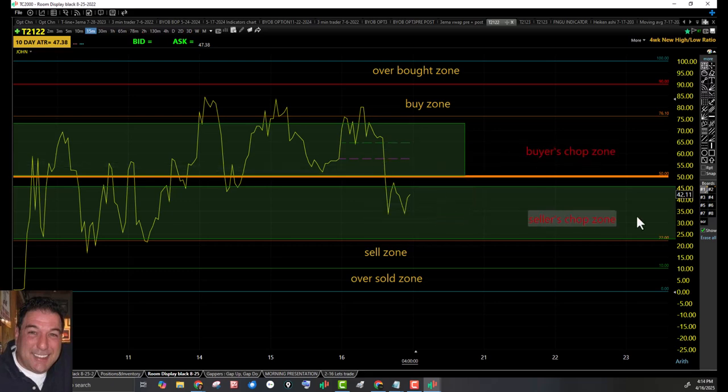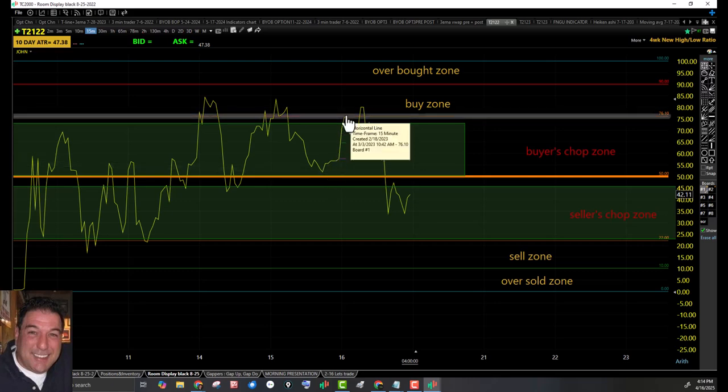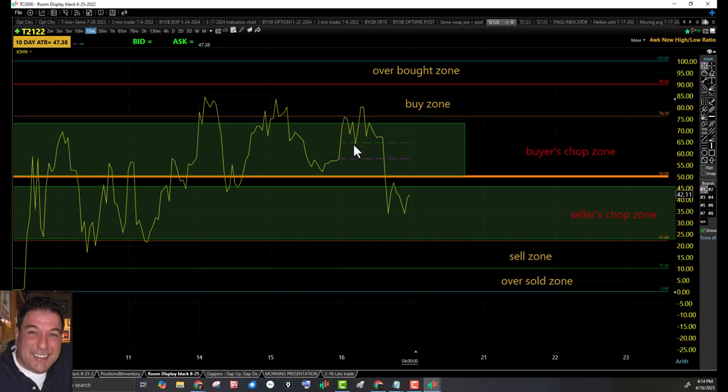Let's move some of this stuff out of the way. All right, we look at it on the 15-minute chart. And we can see from the 16th, we're down here. We popped up into the buy zone. Bears wouldn't open the door. Came back, made a higher low.